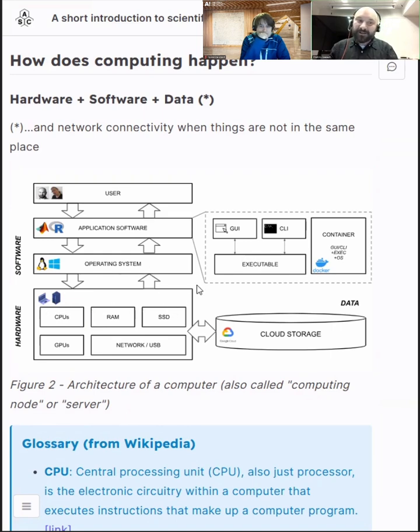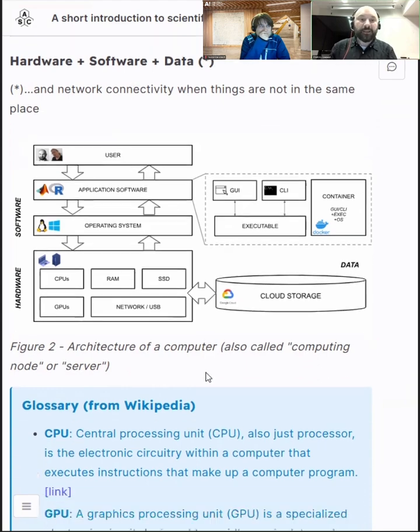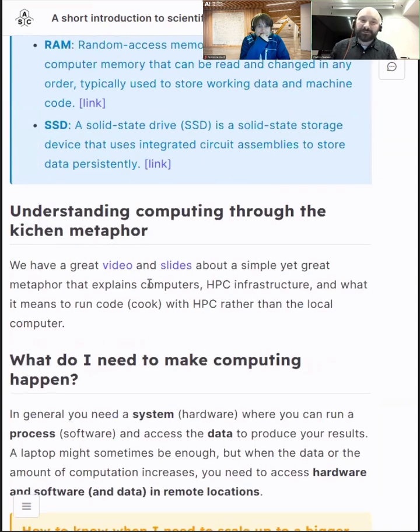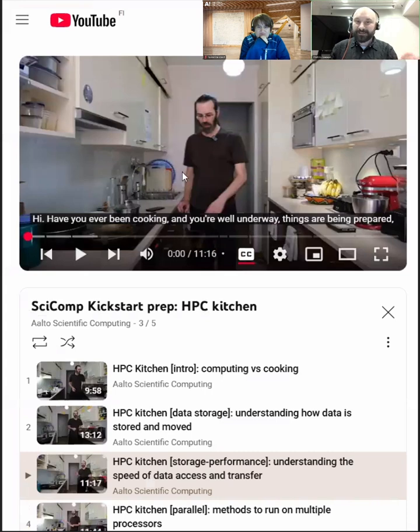On top of the hardware level, there's the operating system that interacts with the hardware and enables you to run your Python or MATLAB or R on top of it. There's a nice little box here about containers. We will not cover those today, but basically it's like bringing another operating system with the software on top of the operating system and the hardware. Without going through these definitions, I just want to show that we have a great video series on understanding computing through the kitchen metaphor. I will not show the video right now, but it's linked in the page.